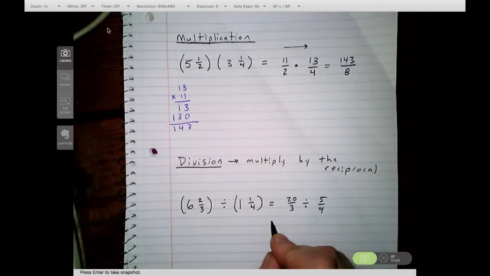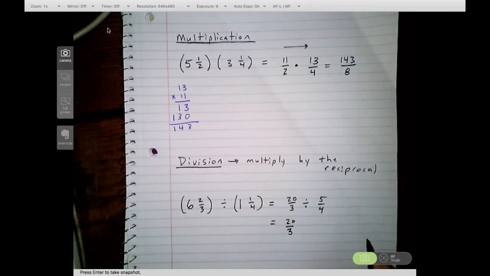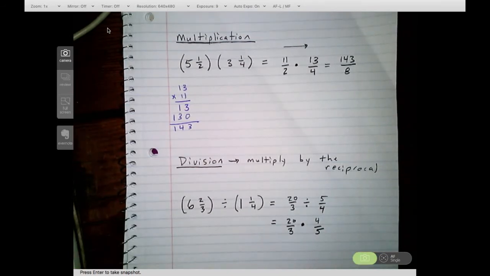Okay, now we're going to change it to multiplying by the reciprocal. Remember, the first fraction does not change. It stays absolutely the same. Division becomes multiplication, and this guy flips over, 4 over 5. Okay, if you look at that for a minute there, we got 20/3 times 4/5.